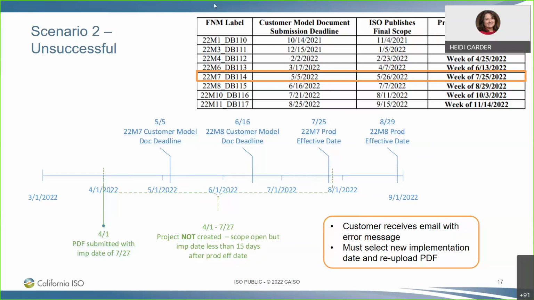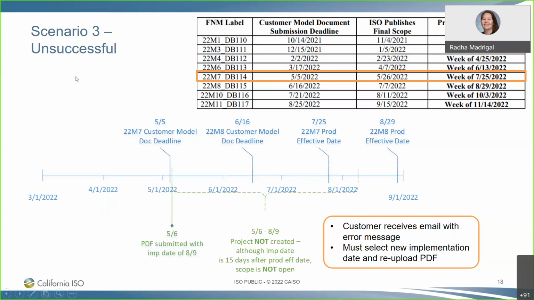All right, we've got another example that we wanted to share. And this one highlights the need to have the model documents approved by a certain date and make sure the scope window is open. In this example, the project details form was uploaded on May 6th with an implementation date of August 9th. And this project in the scenario does not get created because although the implementation date is 15 days after the production effective date, that scope is no longer open. The model document submission deadline date was May 5th, and this was submitted a day after.